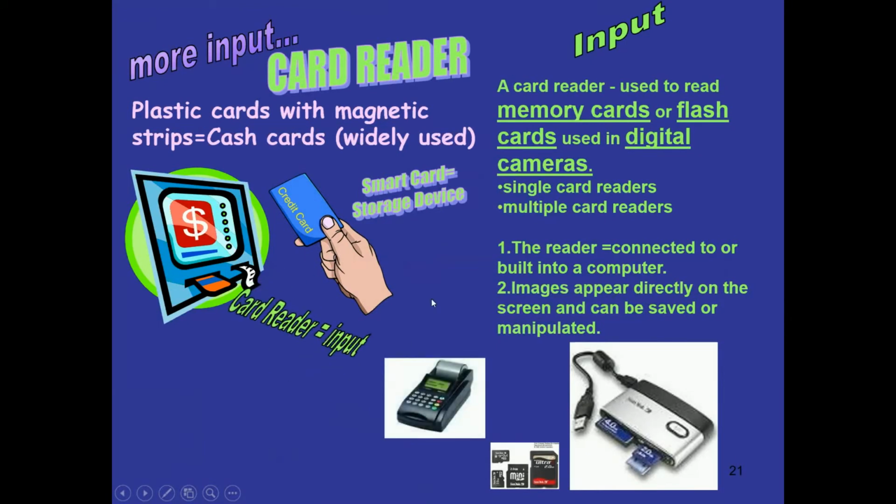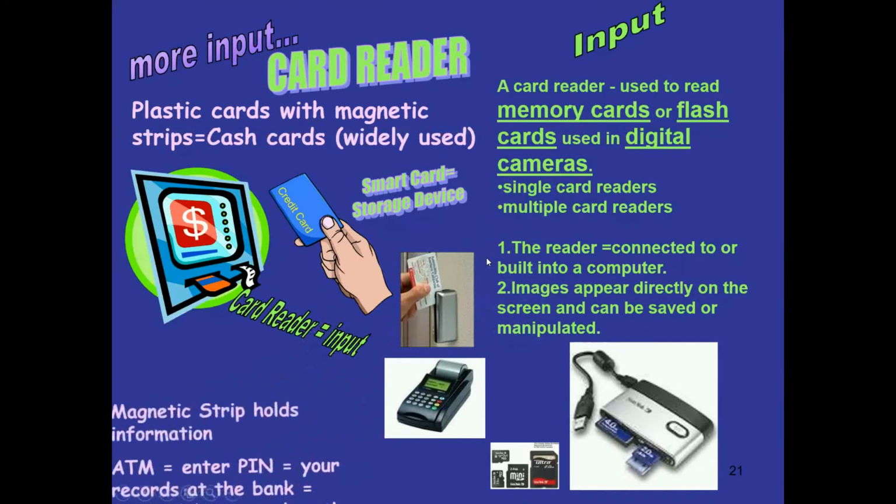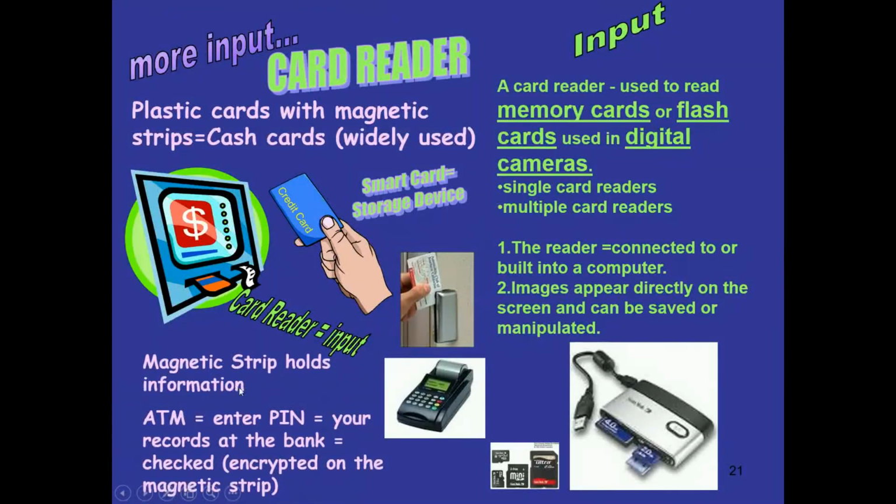There's another card reader that you might recognize from shops. This card reader you can recognize from security purposes. In movies you would have seen that people swipe a card and then a door is unlocked. The magnetic strip on the back of the card holds information, maybe something at the ATM. When you put the card in, you enter your PIN, your records at the bank are checked and encrypted, and that encrypted data is saved on that magnetic strip. But it's saved there before you get your card. It stays on there while you use your card.